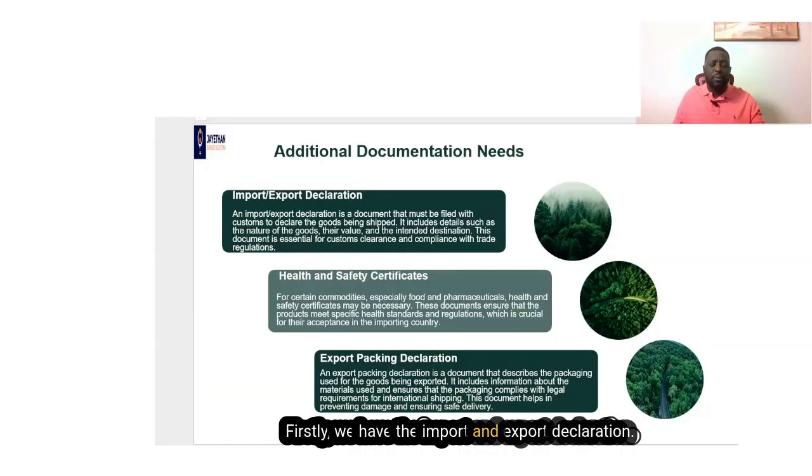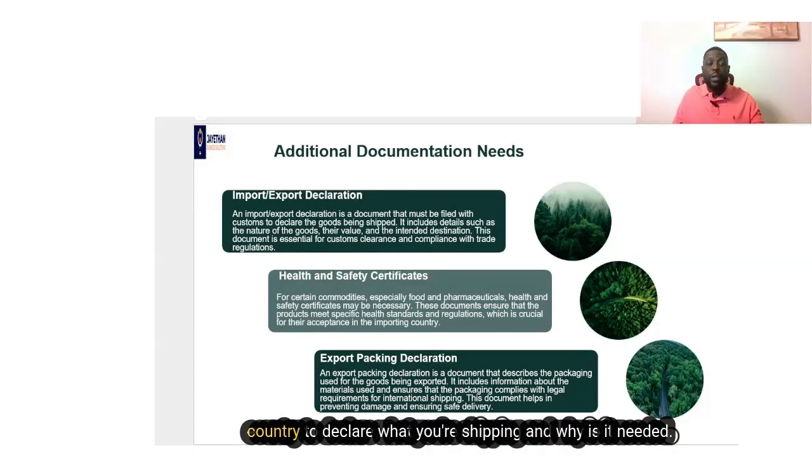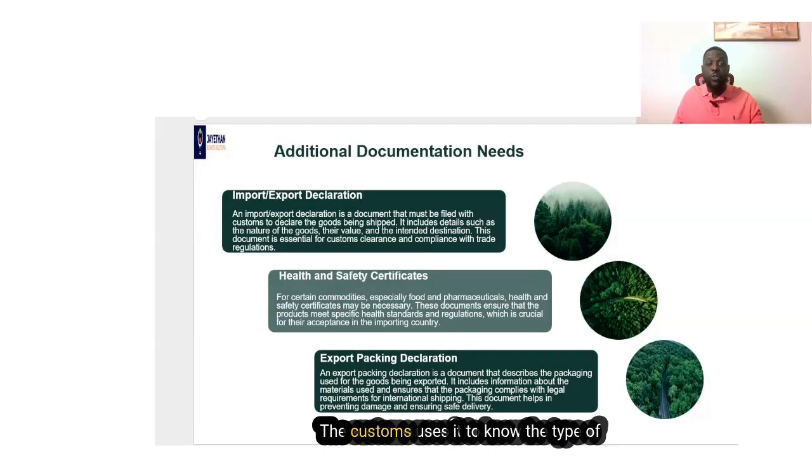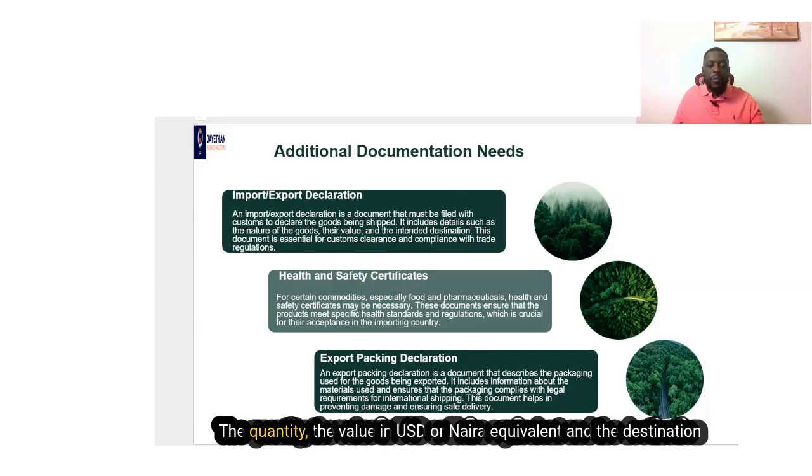Firstly, we have the import and export declaration. It is a form you submit to Nigerian customs and the destination country to declare what you are shipping. And why is it needed? The customs uses it to know the type of goods, their value, and where they are going. For example, if you are exporting sesame seeds to Turkey, you will declare the type of goods, the HS code, the quantity, the value in USD or Naira equivalent, and the destination port, for example, Mersin Port, Turkey.